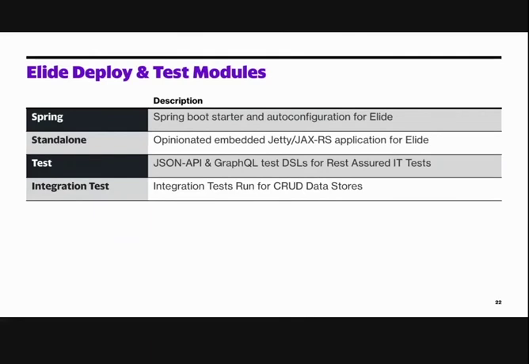And then for test and deploy, Elide comes bundled with a set of Elide Spring modules, a Spring Boot starter, and auto configure for building Spring projects. If you don't want to use Spring, there's something called Elide Standalone, which will spin up an embedded Jetty service with JAX-RS endpoints for Elide. And there's a test module which has JSON API and GraphQL test DSLs for REST Assured tests, and we saw those in the example project that we spun up. Then there is also an integration test module, which runs integration tests against all of the CRUD data stores.